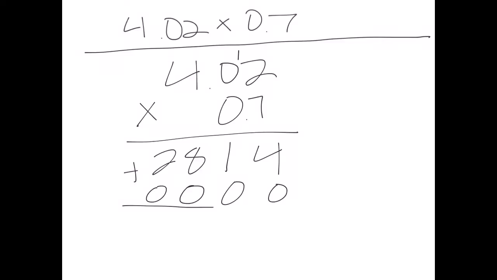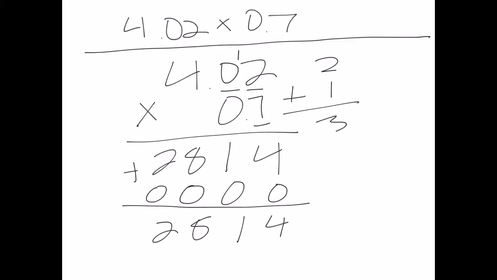Then you'll add those together. That equals 4, 1, 8, and 2. And then right here there's 1, 2, so that would be 2, plus 1 here, so then that's 3. So you'll move the decimal over 3 times. So 1, 2, 3. And that will give you an answer of 2.814.